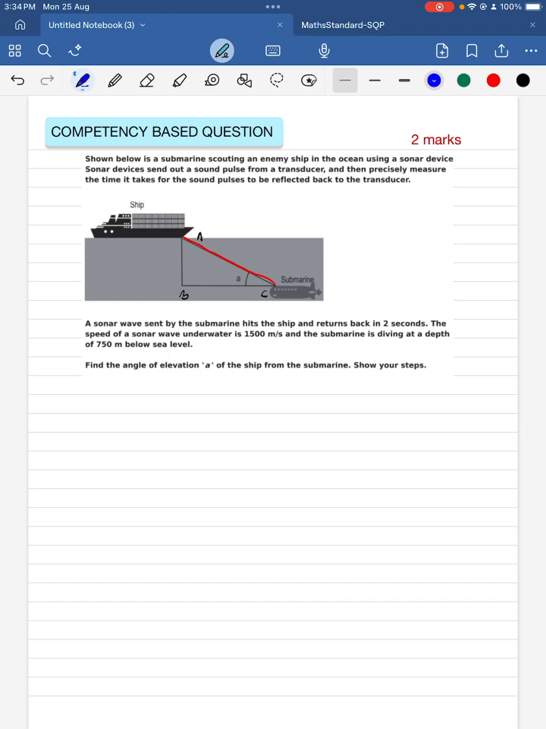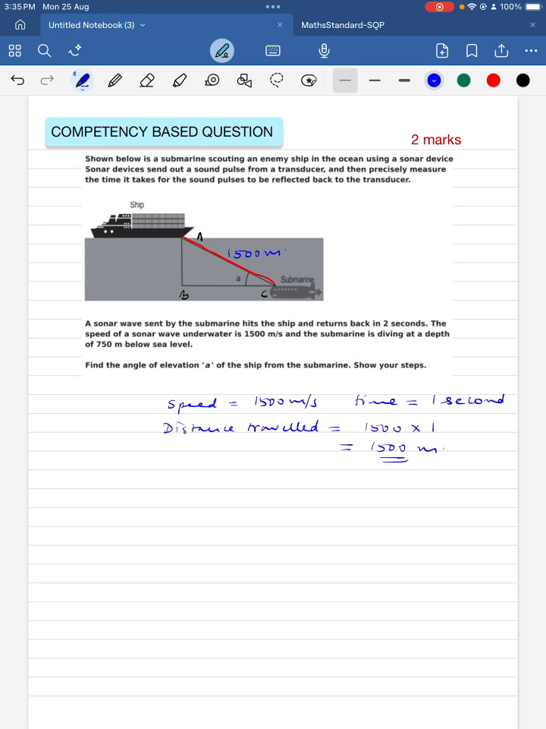Now they've given you the speed of the sonar wave as 1500 meters per second. Speed is given to be equal to 1500 meters per second, and we know that time in one direction would be 1 second. So totally the distance traveled by the sonar wave will be equal to 1500 times 1. Now why is it 1500 times 1? Because it's speed into time. So that gives me 1500 meters as this distance. I've marked that as 1500 meters.